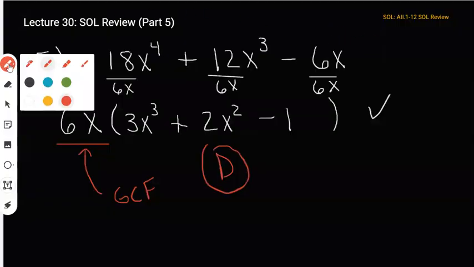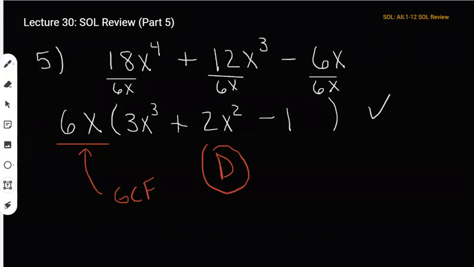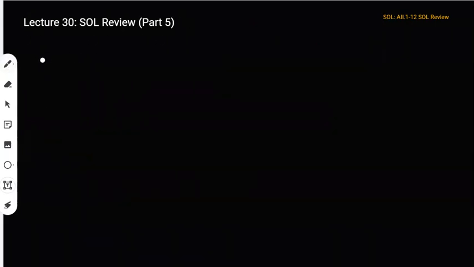Okay, let's try number 6. So for this one, we have i to the 75th power. So let me refresh you on the powers of i real quick.